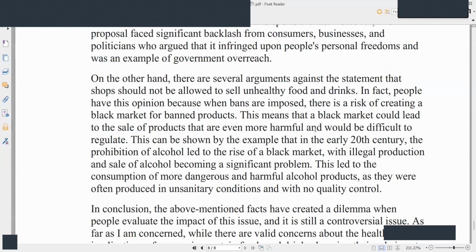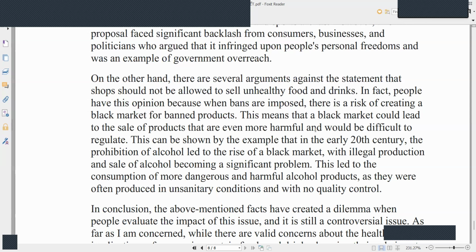On the other hand, there are several arguments against the statement that shops should not be allowed to sell unhealthy food and drinks. In fact, people have these opinions because when bans are imposed, there's a risk of creating a black market for banned products. This means that a black market could lead to the sale of products that are even more harmful and would be difficult to regulate.